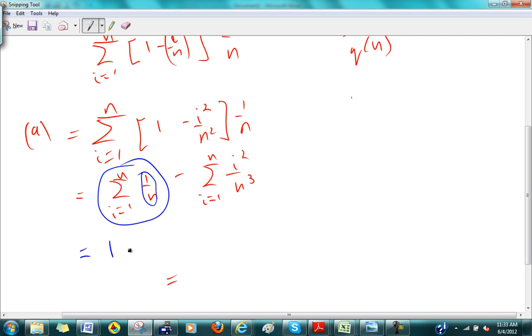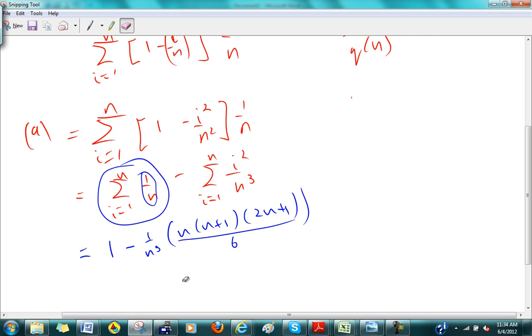Okay? And the next one, what is the sum of i squared equal to? It's not n times n, it's n times n plus 1 times 2n plus 1 over 6. Okay? And we need to do some algebra on this. So we're going to have 1 minus n squared plus n times 2n plus 1 all over 6n cubed. So everybody with me so far?